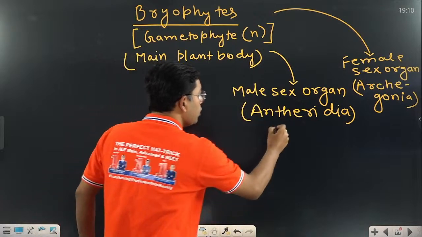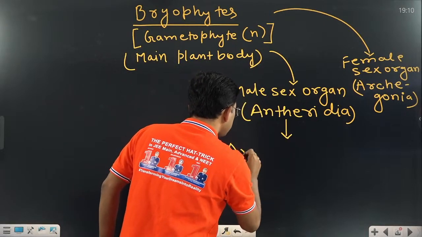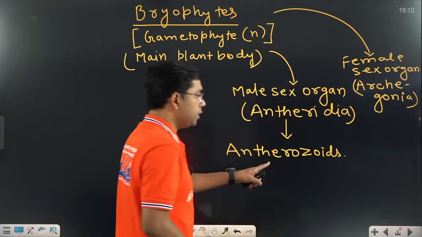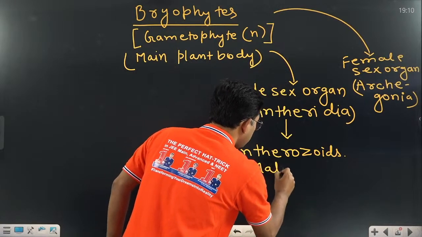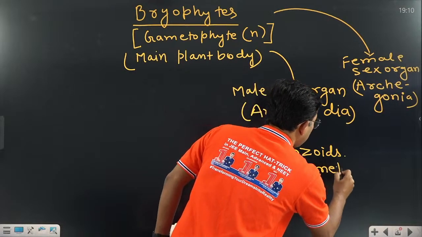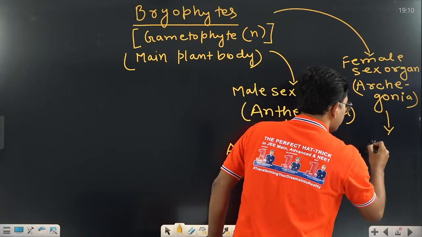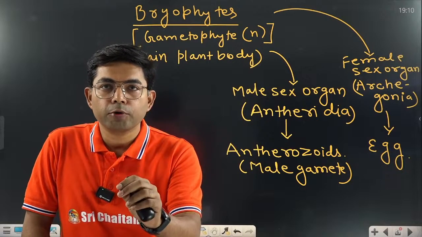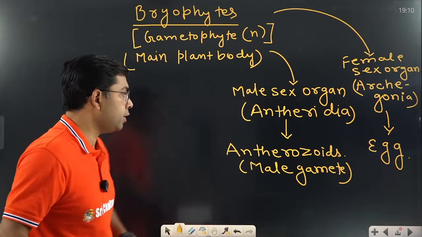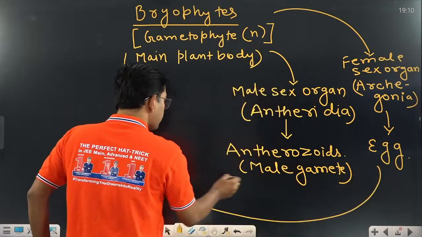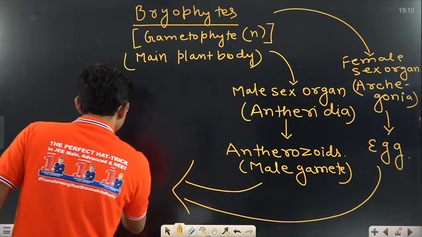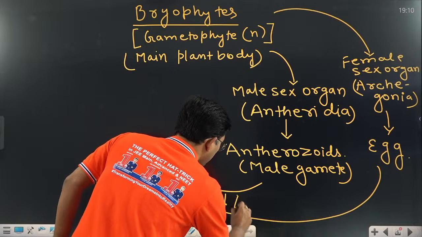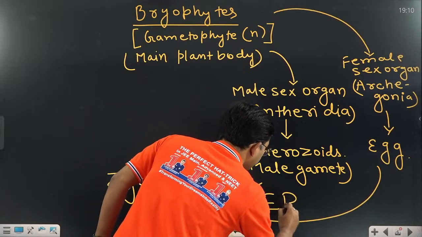Now antheridia will form the male gamete, which is called antherozoids, and archegonia will form the female gamete, that is the egg. You know that in sexual reproduction the male gamete and female gamete fuse together and form a zygote. This fusion requires water, and that is why they are called the amphibians of the plant kingdom.